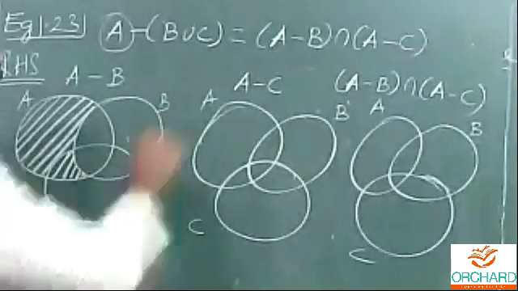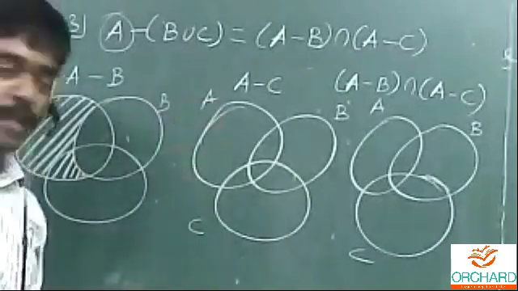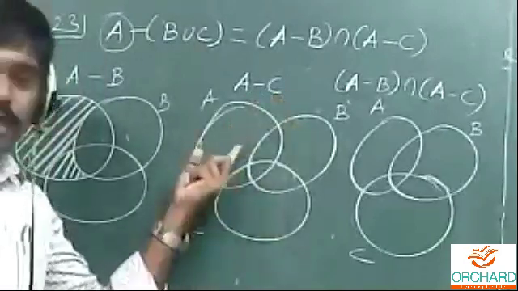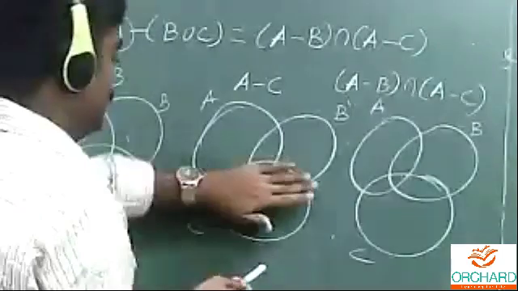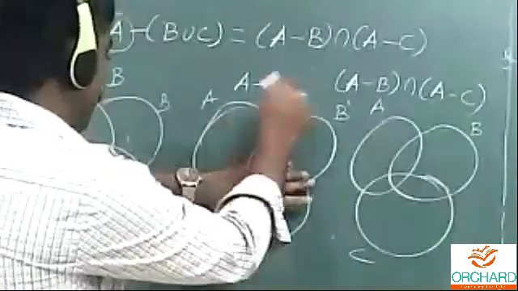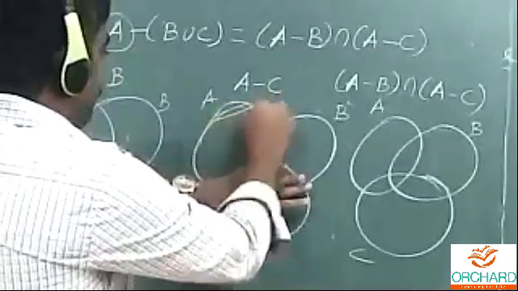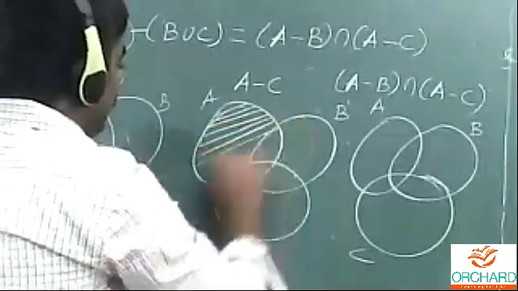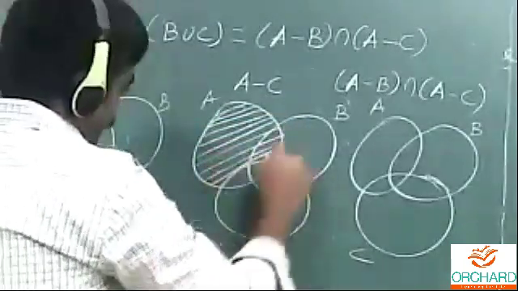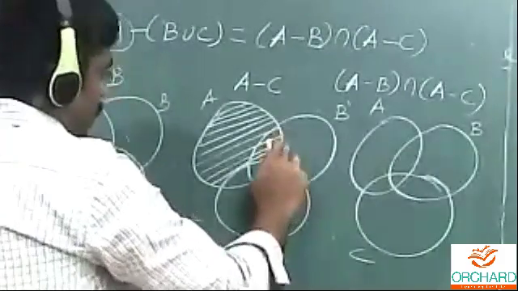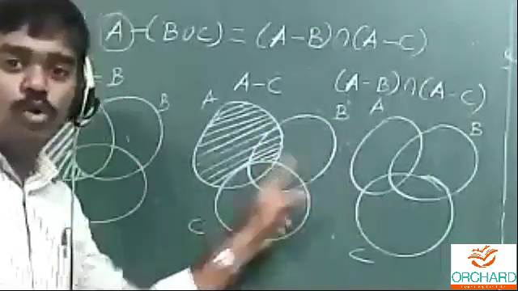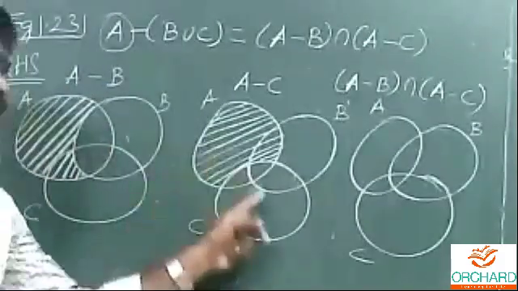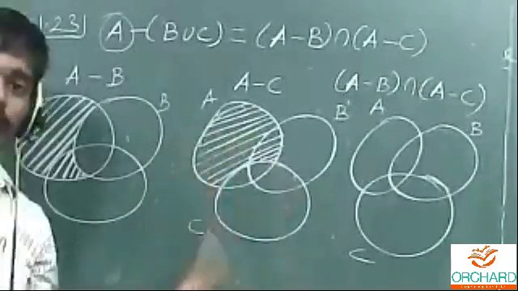Next, A difference C. Here A difference, sorry, C. What does A difference C mean? To remove the elements of set C from A. This is set C. Now we remove the elements of C from A, just hide set C fully and shade the remaining portion of A. Here don't bother about B, don't look at B. Here we concentrate on A and C. Don't bother about B.